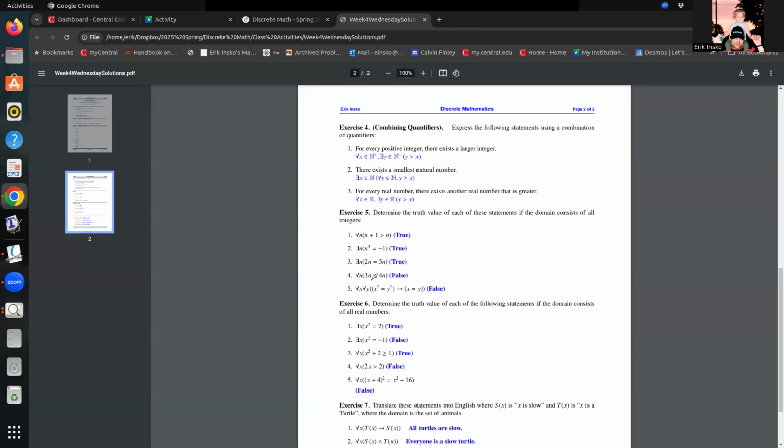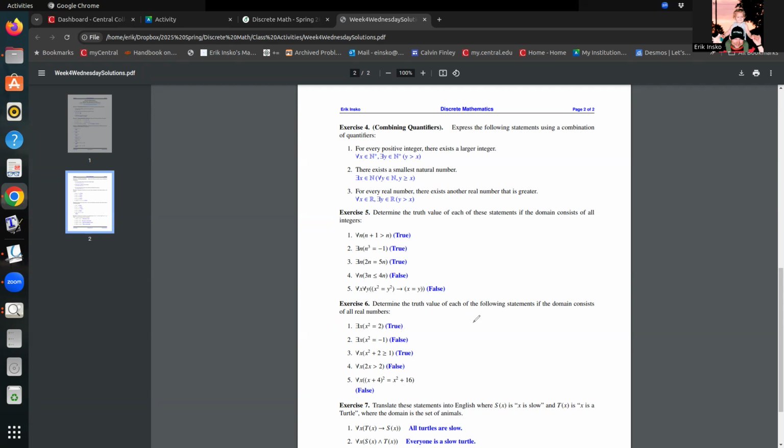For all n in the integers, 3n is less than or equal to 5n. Again, I think an example where this is false would be if you take n to be negative. Take any n less than 0, and you'll get that 3n is actually bigger than 5n. So that's your counterexample there.